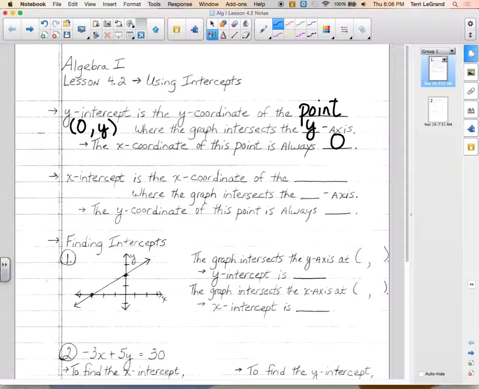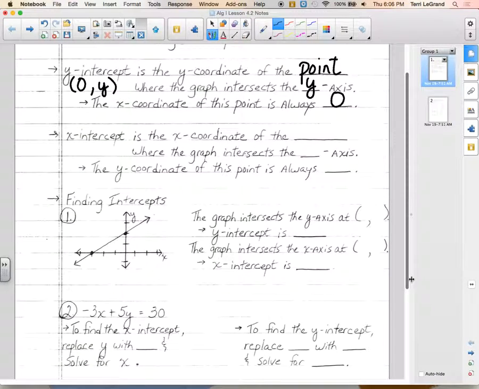Okay, and the x-intercept. The x-intercept is the x-coordinate of the point, so again, the ordered pair, that point where the graph crosses the x-axis. So where the line is crossing the x-axis, all the points on the x-axis, the y-coordinate of this point is always 0. So again, we can count on every time we have an x-intercept, the x value is what we're looking for. What's the x value where it's crossing the x-axis? The y value will always be 0.